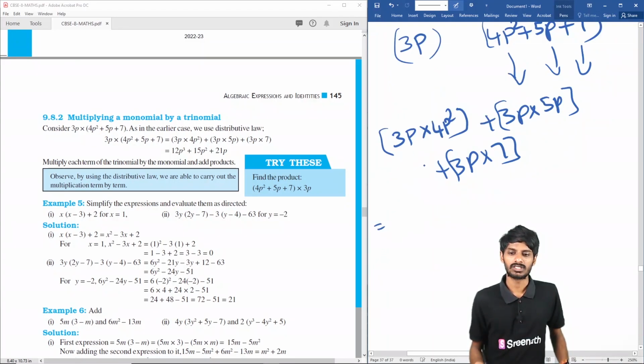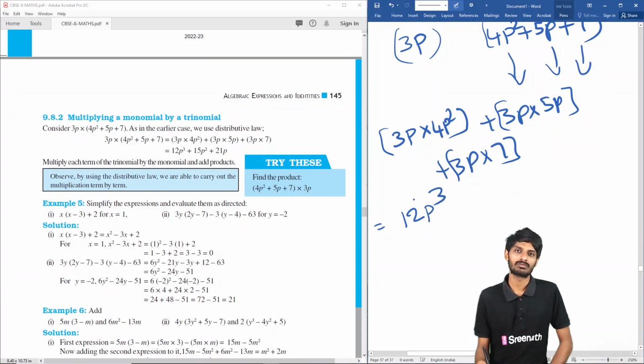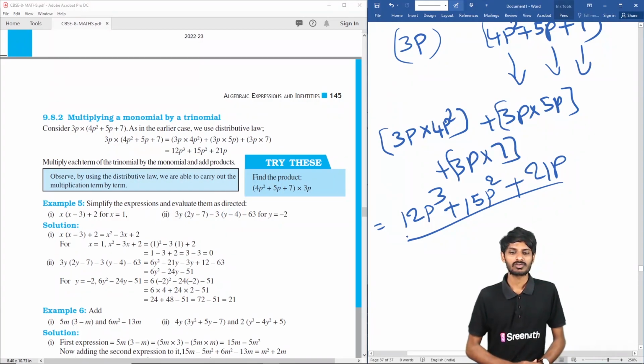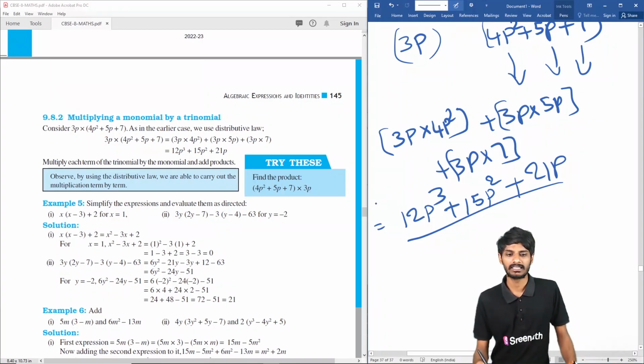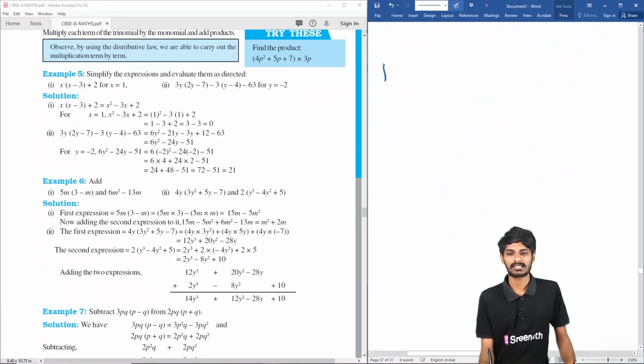It is equal to, so 3p into 4p square, how will it be calculated? That is 4 times 3 is 12, and p into p square is p cube, no? So it is p power 1 plus 2. Plus here 3p into 5p, it is a monomial multiplication. So it is 3 into 5 is 15, and p into p is p square, plus 7 threes are 21p. So this is the way of multiplying a monomial by a trinomial, students. The law of exponents is also used here very frequently, and there are some examples we are going to discuss now.